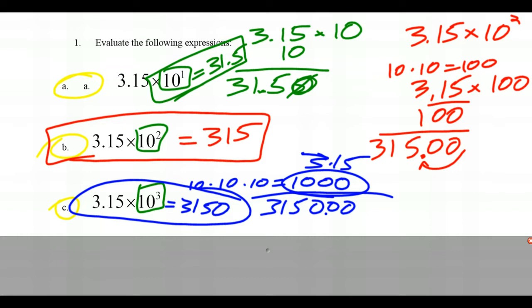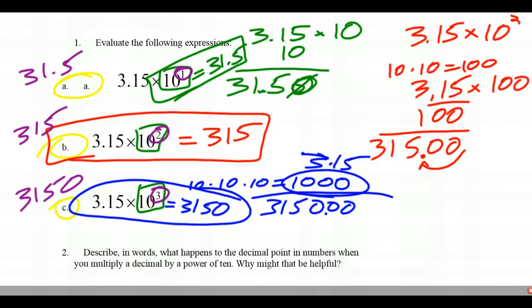So now hopefully you were able to make an observation about this. If you haven't yet, think about how these three answers to our problems, 31.5, 315, and 3,150, are all related to each other, compared, contrasted, and perhaps something else that you notice about when the exponent for our powers changes. And then think about this question here. Describe in words what happens to the decimal point in numbers when you multiply the decimal by a power of 10. Go ahead and think about that now. If you haven't gotten a chance to think about it or write it down, do that now and come back to the lesson.